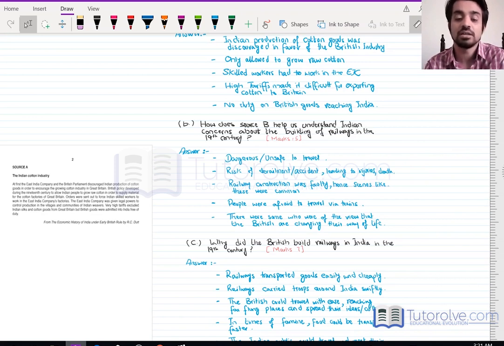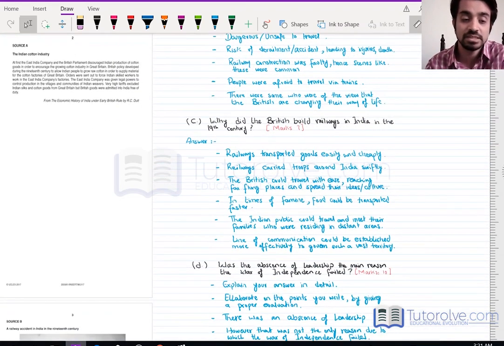There were some who believed that the British were changing their way of life because for them, trains were seen as a Western influence that was going to take away a lot from the Indian population as far as their culture and their rituals are concerned.